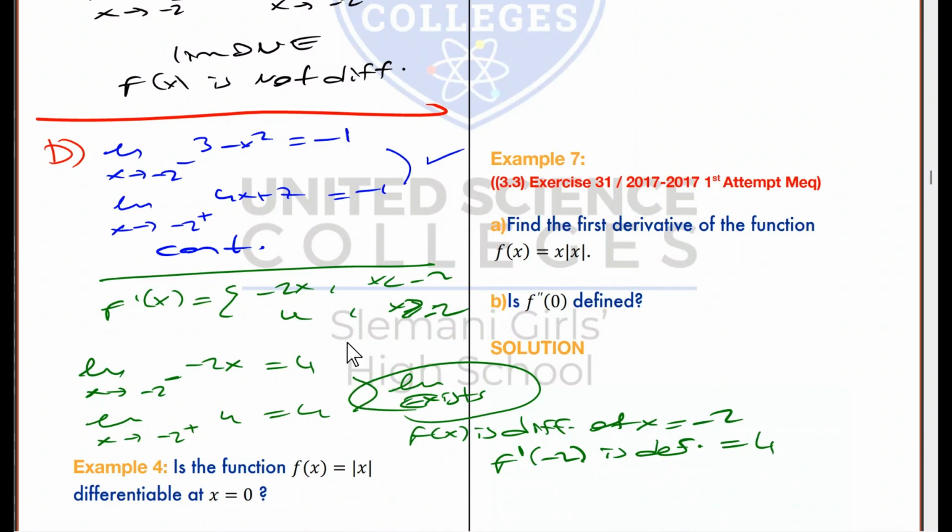Okay, this is how we solve these kinds of questions. We check continuity first. If it is continuous, take the derivative and check the limit. If the limit exists, it is differentiable. If not, it's not. So the answer is D.